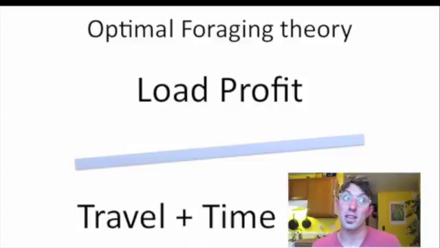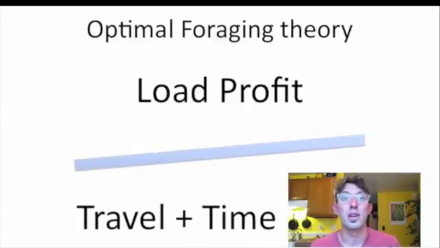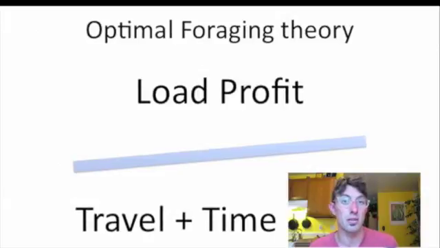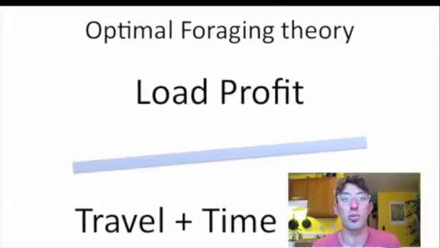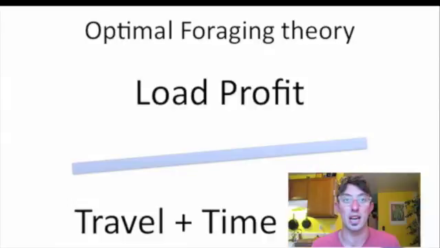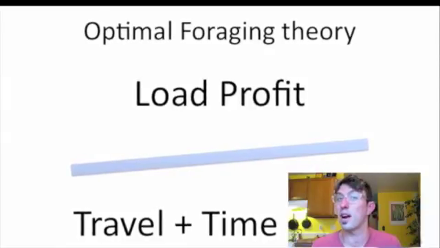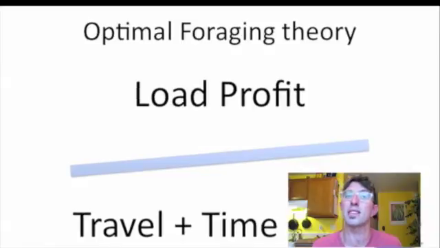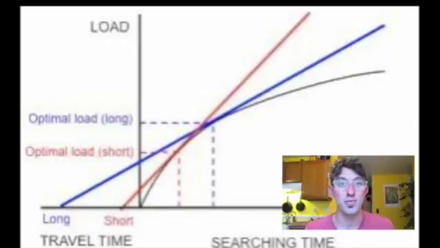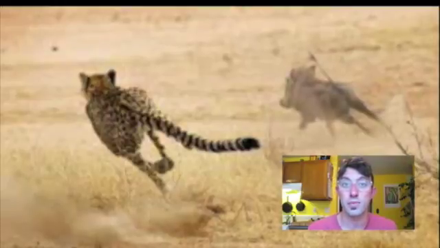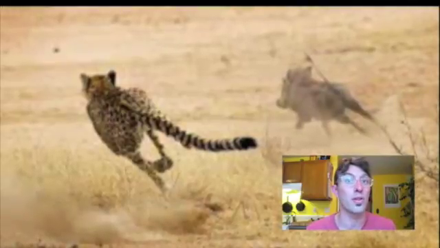OFT, theoretically, is trying to maximize this OFT result, this number that we get of load profit over travel and time. And we're trying to get that number to be kind of large, because it makes a lot of sense. An animal does not want to spend a lot of time traveling or a whole bunch of time obtaining its food if it's not worth it.